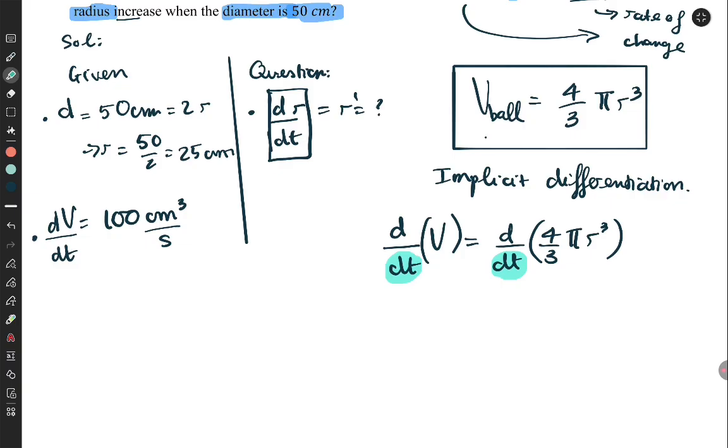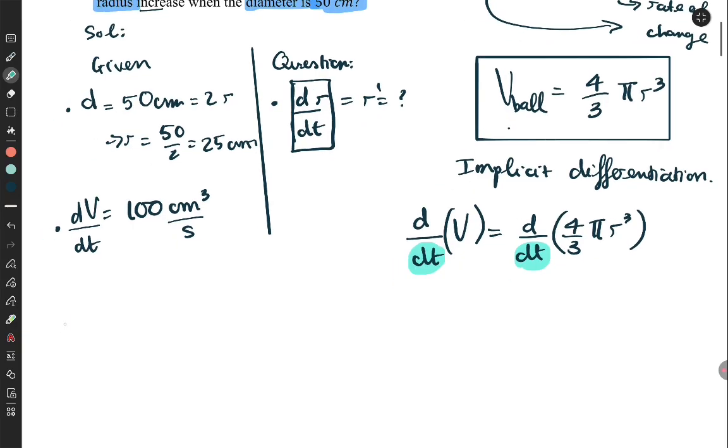Left-hand side first. What do you think? Is it 1? That doesn't seem right. Is V a constant? If it's a constant, it's going to be 0. Do you know V? No, you don't know V.